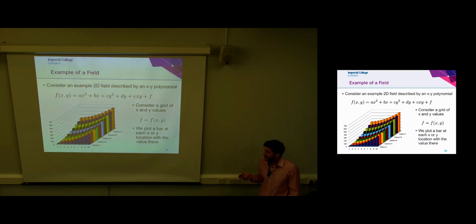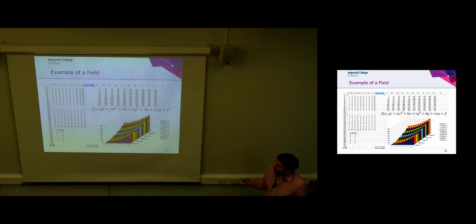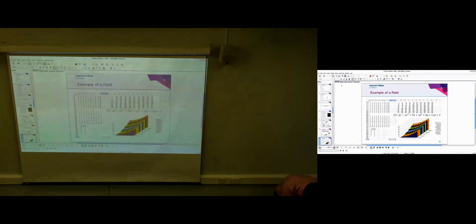So one way to think of this is actually as like an Excel spreadsheet. You've got a set of values in x, a set of values in y, and then what we can do is use each of those values in x and y to calculate the expression at the appropriate point in space. So I'll show you that as a spreadsheet.